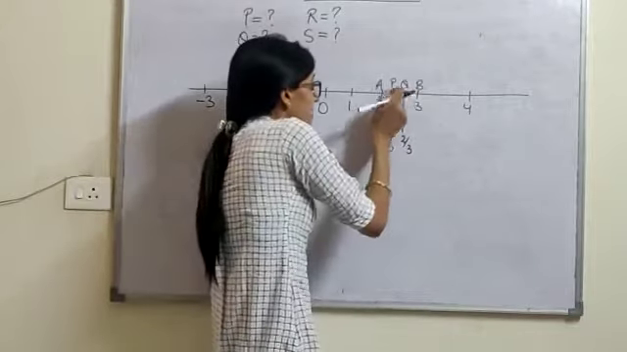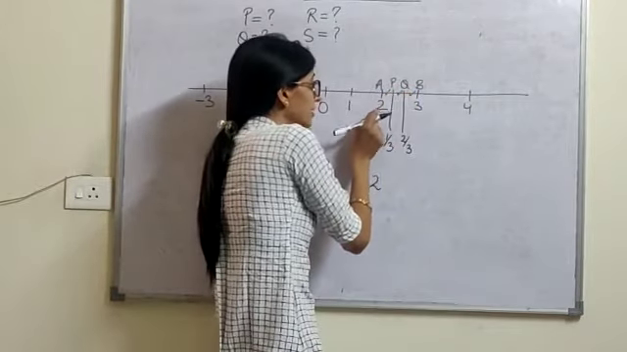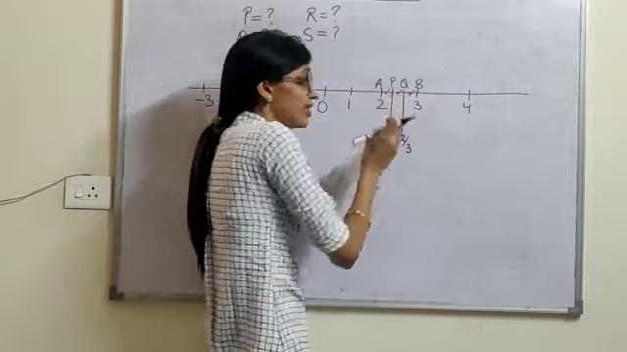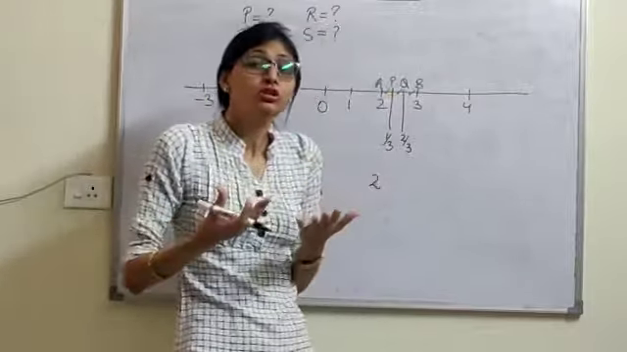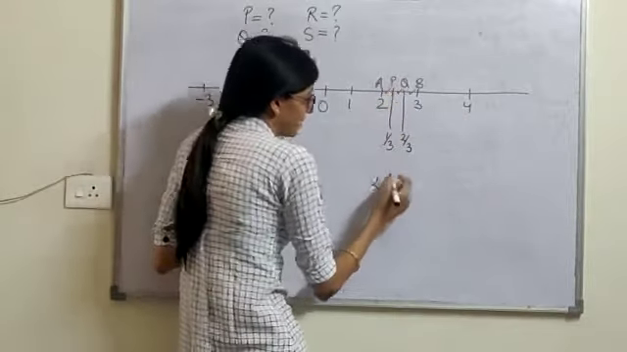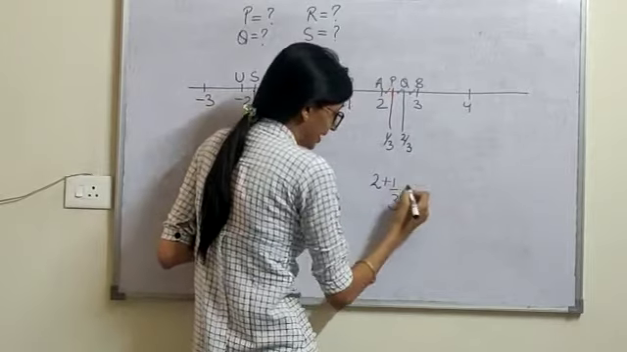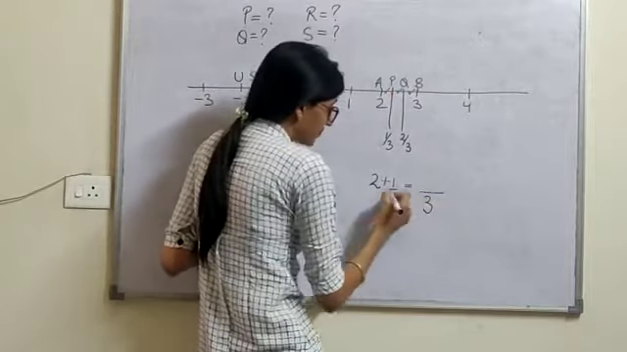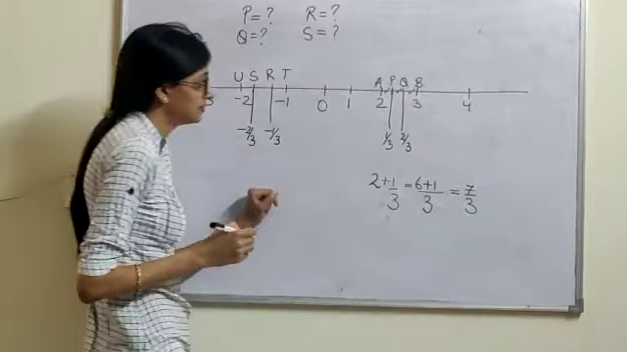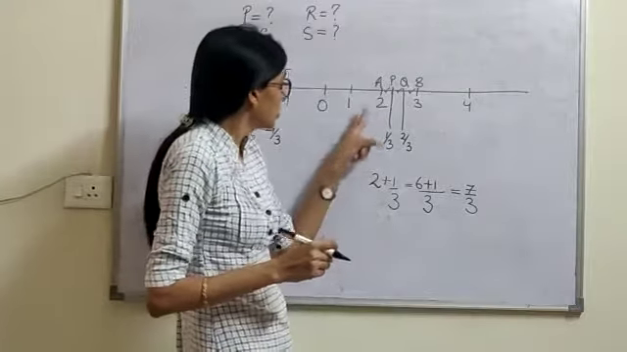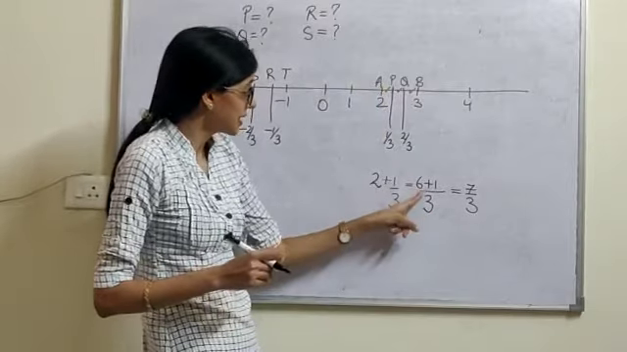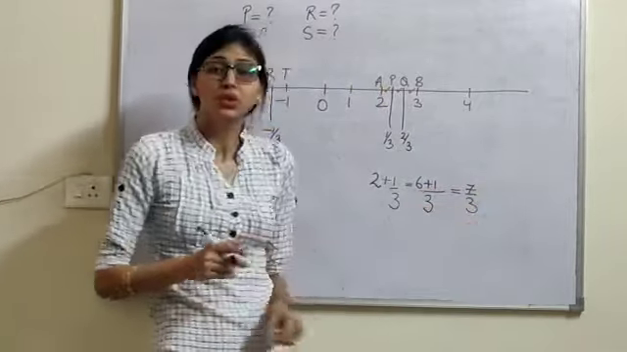Next thing, the point lies here. 2 here and the next point is greater than 2. This point is somewhere greater than 2. So whenever a point is greater than 2, it will only come when I add something into it. So 2 plus 1 by 3. So I will do 2 plus 1 by 3. LCM, it will become 6 plus 1, 7 by 3.